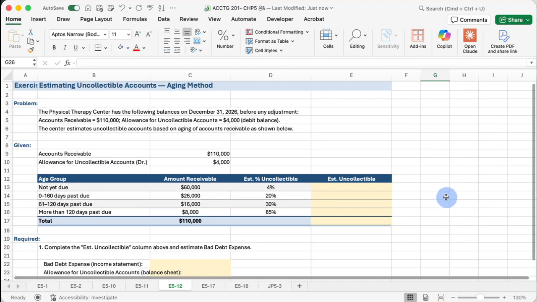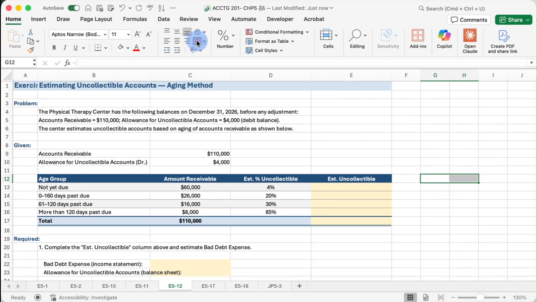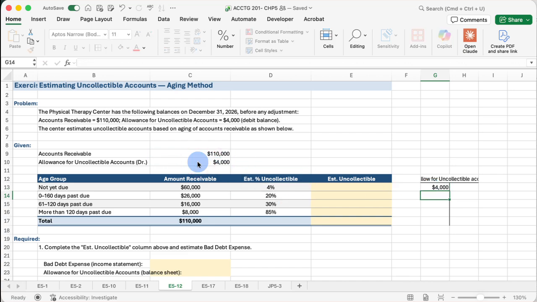I'm going to zoom out a little bit and start by creating a T account over here for the allowance for uncollectible accounts so that we can have the visual to help us. Right now this has a debit balance of $4,000. And that's important because this is a contra asset account, so the normal balance is a credit balance. The fact that it's sitting over here right now means that when we update the final balance, we're going to have to credit it for that number plus 4,000. So you'll see that take place.